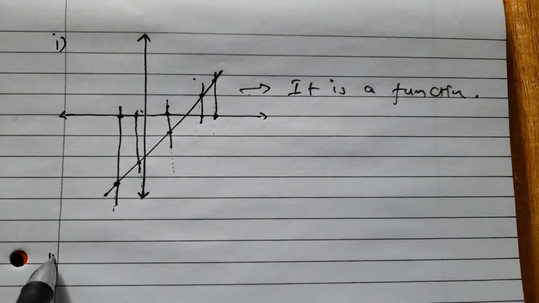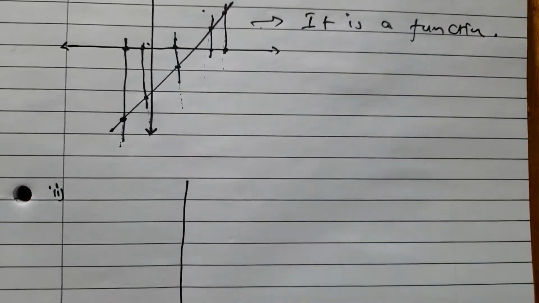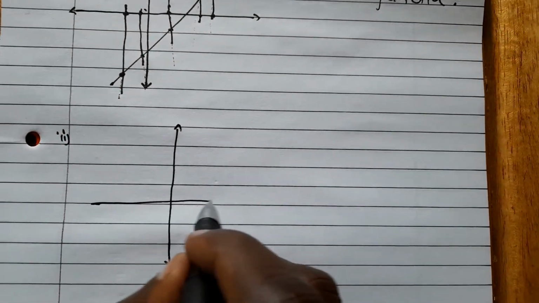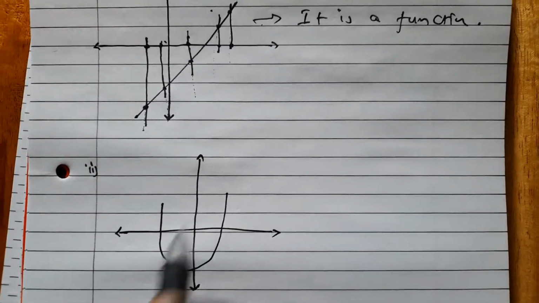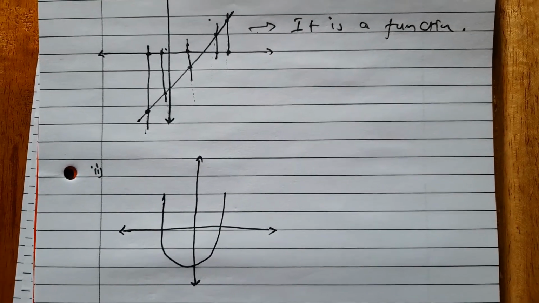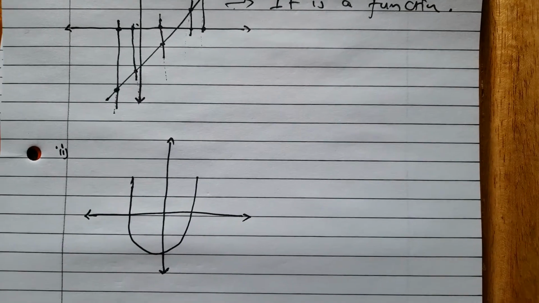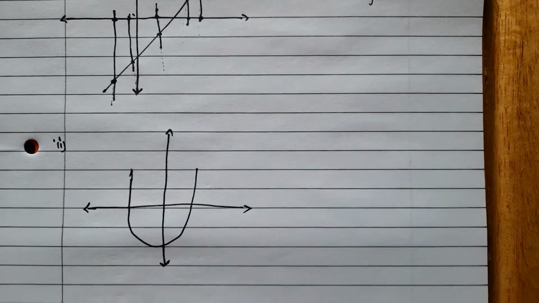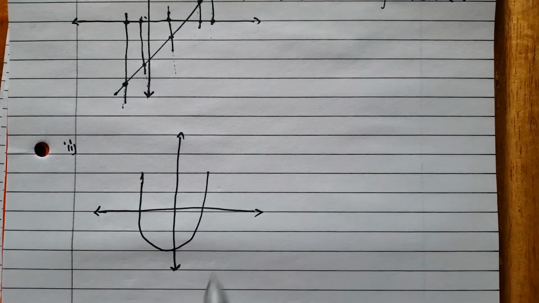Suppose we have another case here. This is now amazing. I have another graph like that, and the graph is like this. The question is, is this graph representing a function? And the answer is yes, it is a function. It is representing a function.